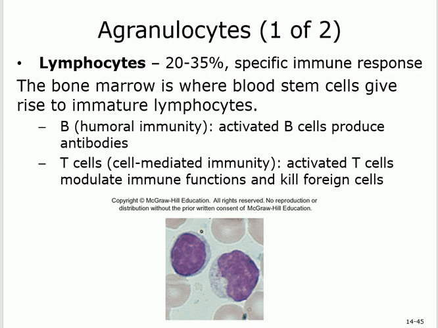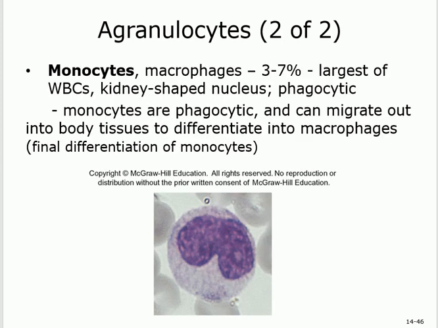T cells, on the other hand, are responsible for cell-mediated immunity. They can kill pathogens and foreign cells. Cell-mediated means the cells themselves kill, unlike B cells that secrete antibodies, where the antibodies are going to kill.